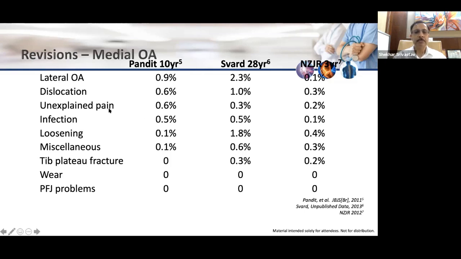Then you can have unexplained pain. Usually what's happening is that the load is coming on a very small surface area because you are just replacing the medial compartment. On the tibial side, the base plate is very small. So a lot of force is coming on that small area. That's why it causes some pain over the medial part, and that takes around 3 to 4 months to go sometimes. The rest of the complications are common to all other orthopedic surgeries.